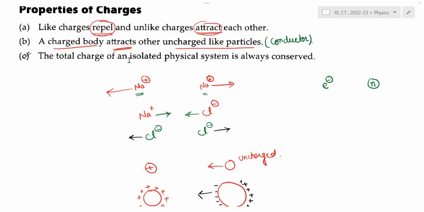If you are clear about this, do you understand the meaning of total charge, isolated physical system? Are you clear about that? Okay, beta, I will explain one by one. This term has a detailed meaning. We will break each and every word and try to understand. See, total charge, isolated, physical system, conserved. How many words did we get? Total charge, isolated, physical system, and conserved.